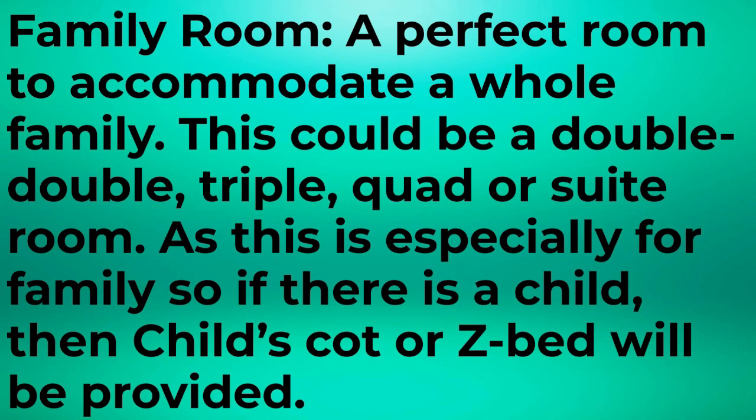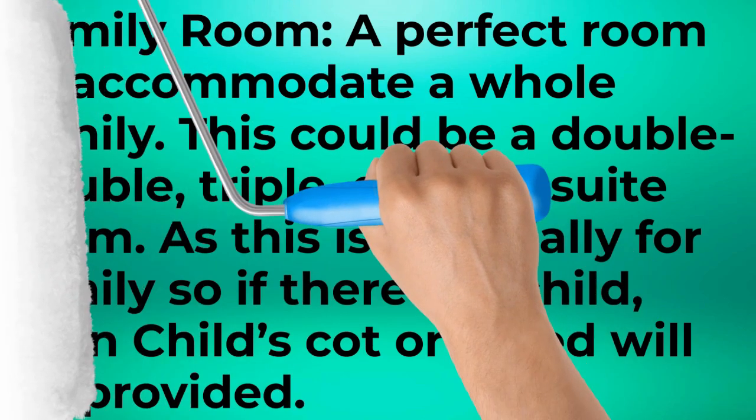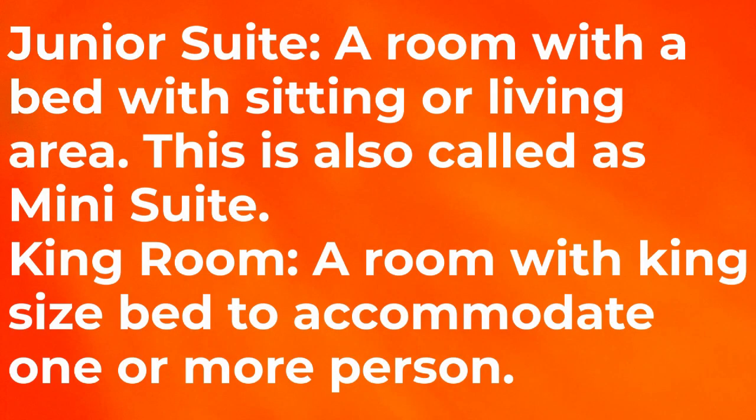Family room, a perfect room to accommodate a whole family. This could be a double, triple, quad or suite room. As this is especially for families, if there is a child, then a child's cot or Z bed will be provided. Junior suite, a room with a bed with a sitting or living area.